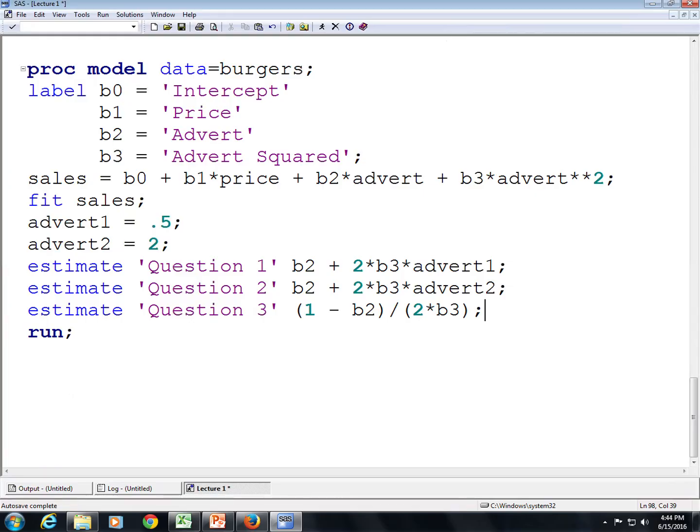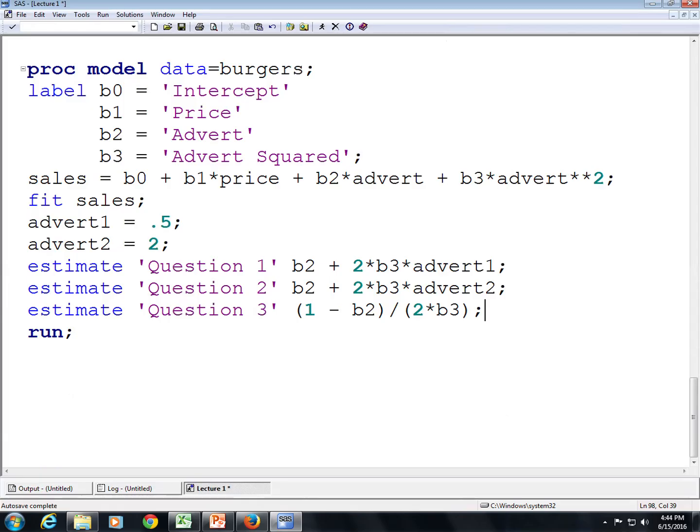So here we are, right? I fit this. I now have my three questions. I could create values in here. So advert 1 is 0.5. We want the marginal effect at 500. Remember, 500 is 0.5 because we're in units of thousands. And we want to also do it at 2000. That's just going to be an advertising of 2.